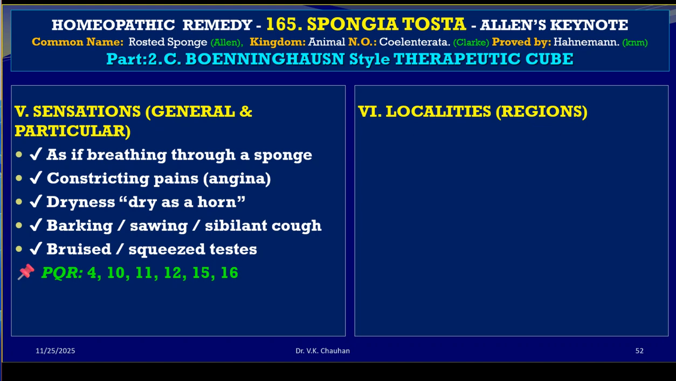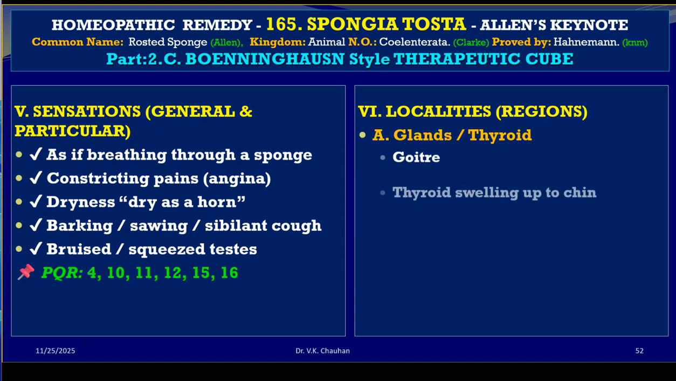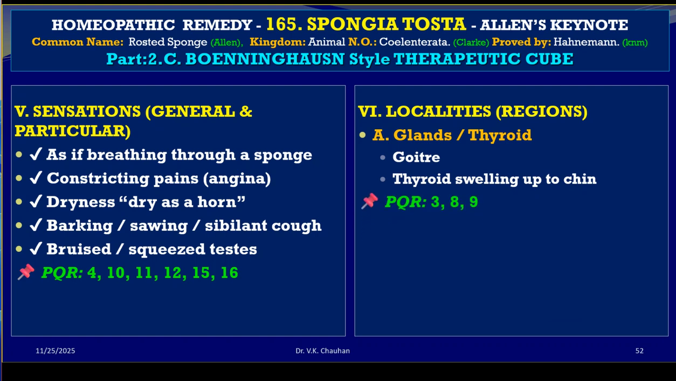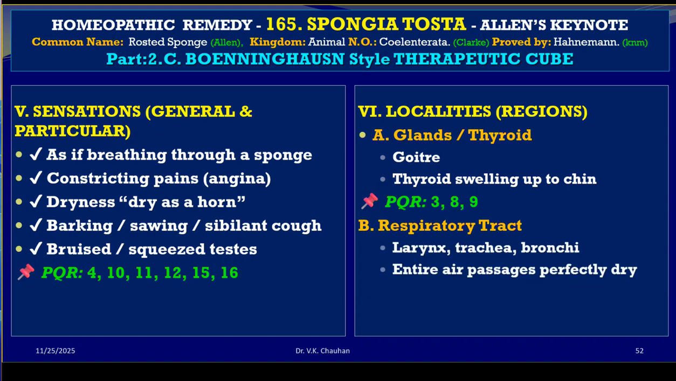Sixth part is localities, regions. We find glands. Thyroid gland is very important. Where we have goiter, thyroid swelling up to chin, extensive swelling is there, and we have information from PQR 3, 8, and 9. In respiratory tract, you will find larynx, trachea, bronchi, and entire air passage is perfectly dry. Information we have received from Allen's keynote, PQR 4, 10, 11, 12, and 13.